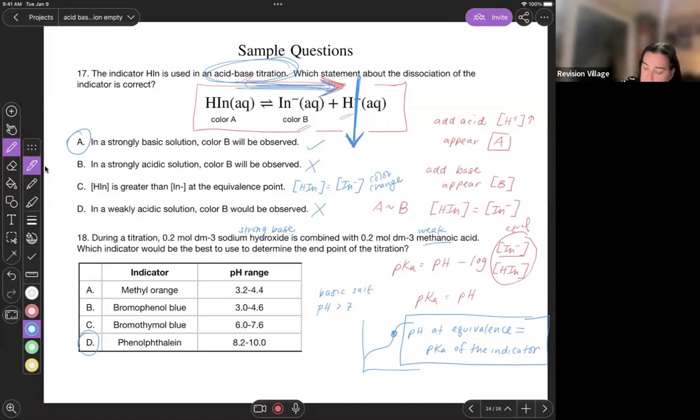Again, I'm trying to match the pK of the indicator, that's what this value is, to the pH at the equivalence point, which I was able to deduce was bigger than 7.